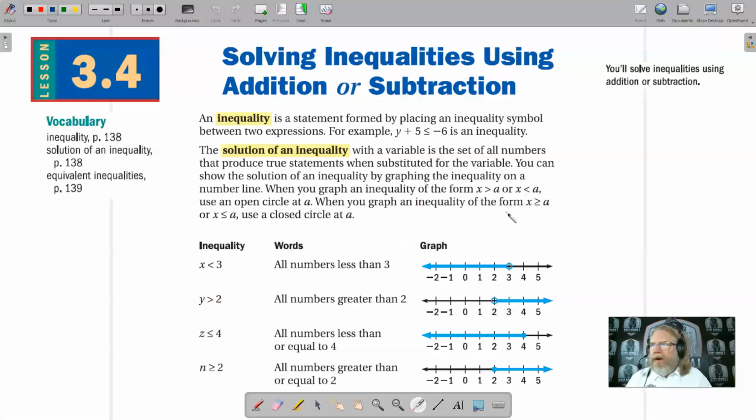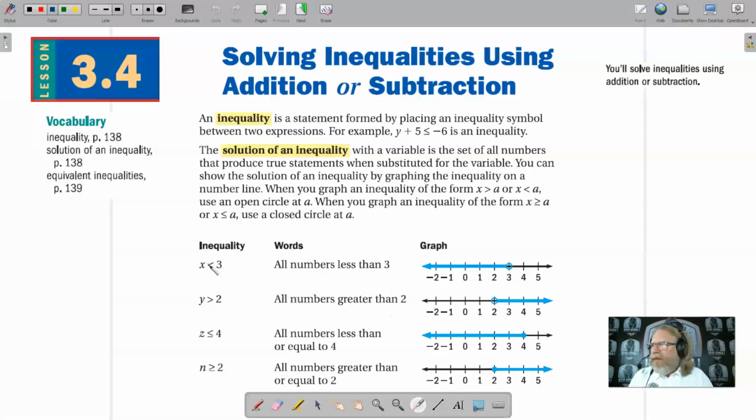When you graph an inequality in the form of x is greater than or equal to a, or x is less than or equal to a, you use a closed circle at a. So here where we have z is less than or equal to 4, notice that at the point 4, we have a closed dot. And n is greater than or equal to 2, we have a closed dot here at the point 2. So let's look at some of these examples that we have here at the bottom of this page.